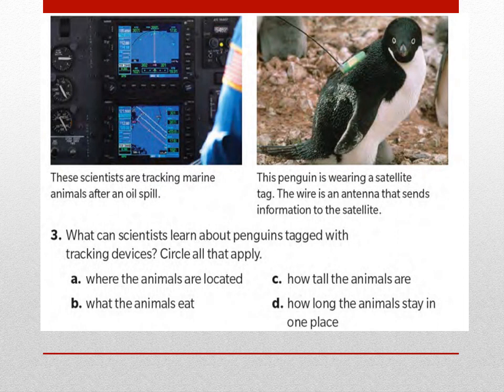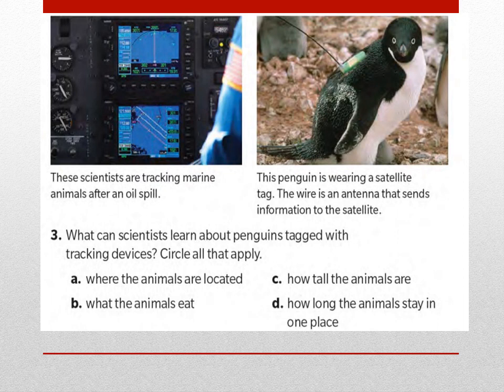Now please, I will give you time to read question 3 and try to answer it by yourself. Pause the video and try to answer it by yourself. What can scientists learn about penguins tagged with tracking devices? Circle all that apply. Let's read all the choices.